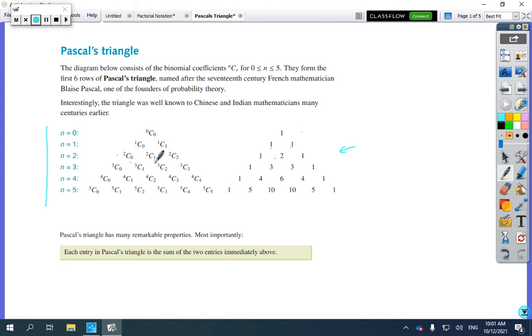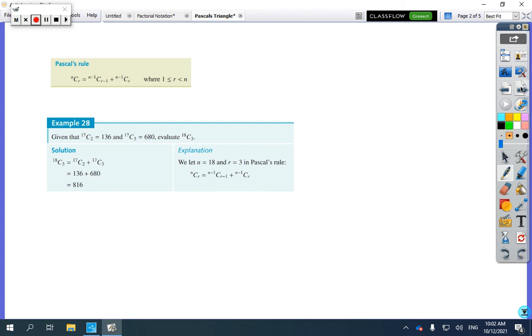And in terms of the pattern, any number in the pattern can be found by adding the two directly above it. So 1s go down the sides, and then 1 plus 2 is 3, 2 plus 1 is 3, etc. Okay, so that's the pattern. Copy that down and come across when you're ready.